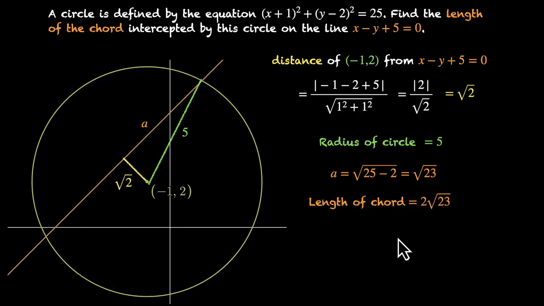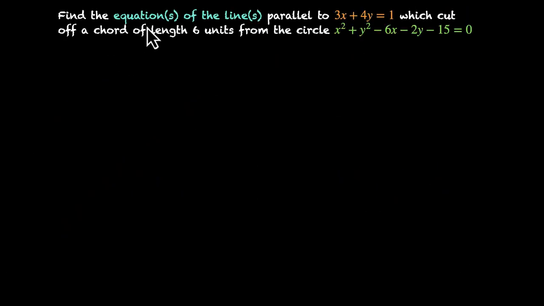So the length of chord is going to be twice of this, that's 2 times root of 23. One last problem. Find the equations of the line parallel to 3x plus 4y equals 1, which cut off a chord of length 6 units from the circle x square plus y square minus 6x minus 2y minus 15 equals 0. Now this is an interesting question.